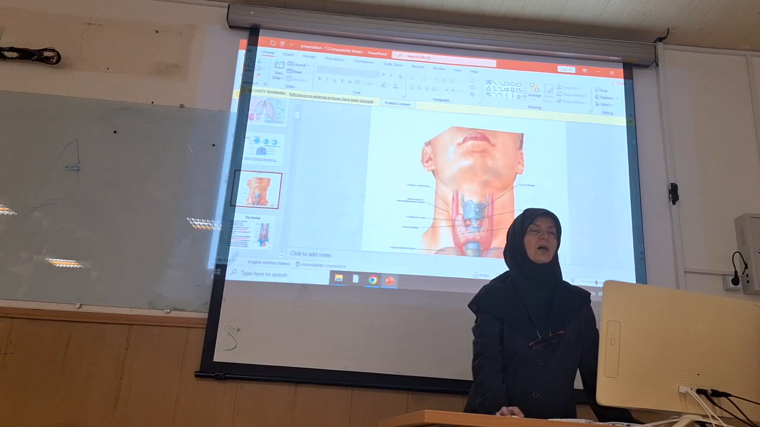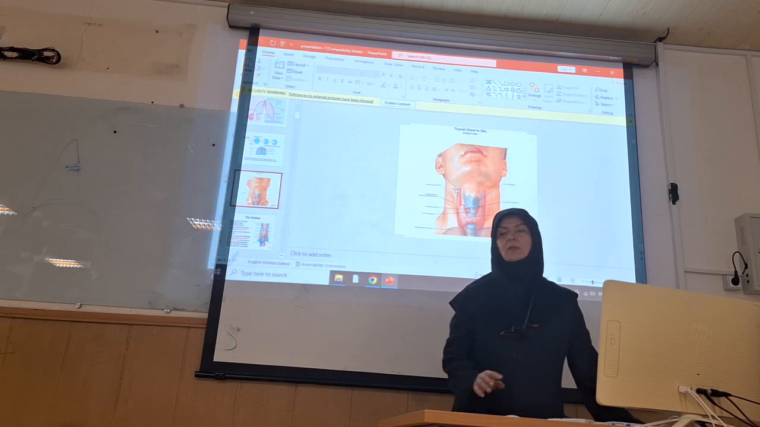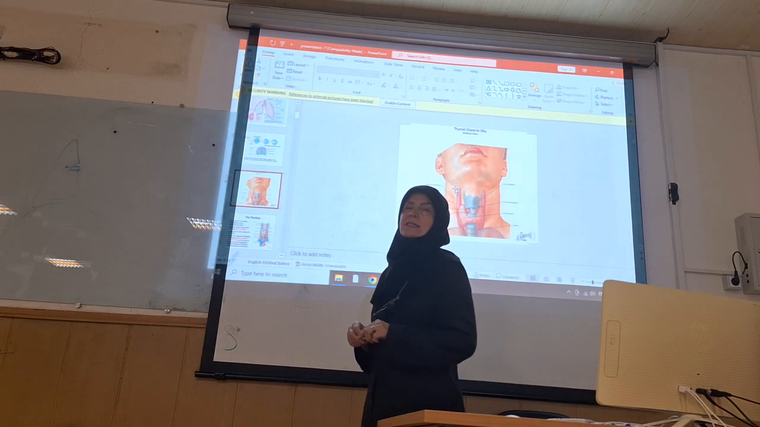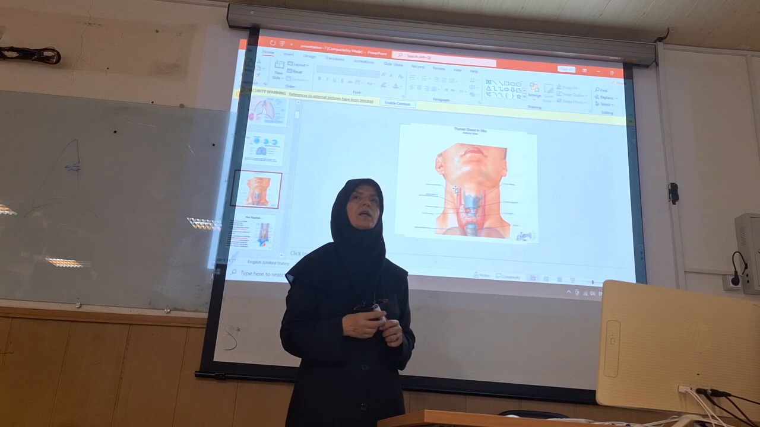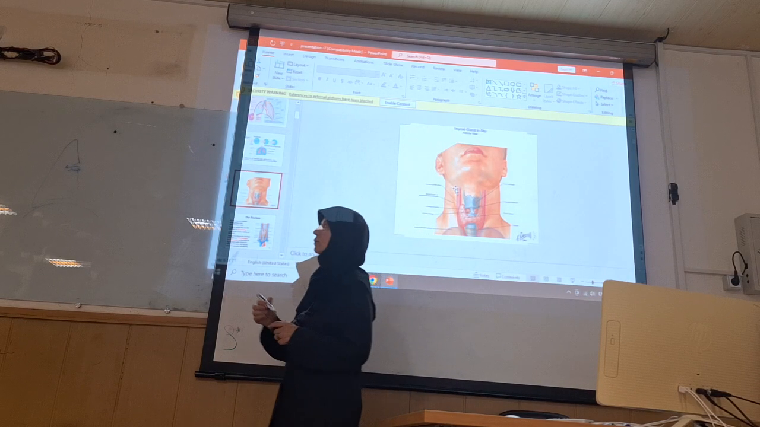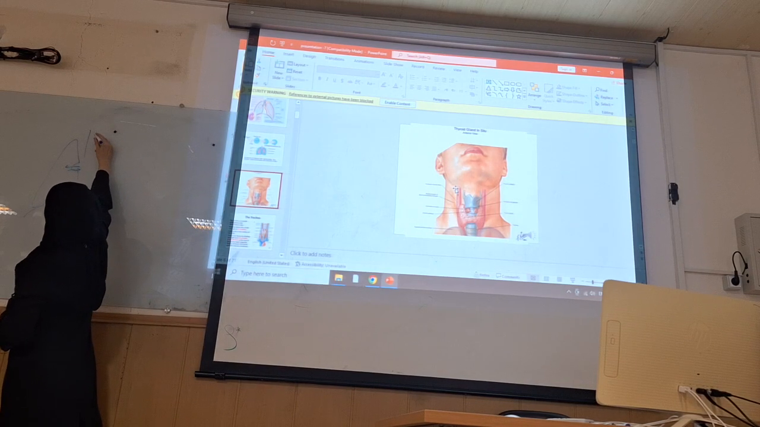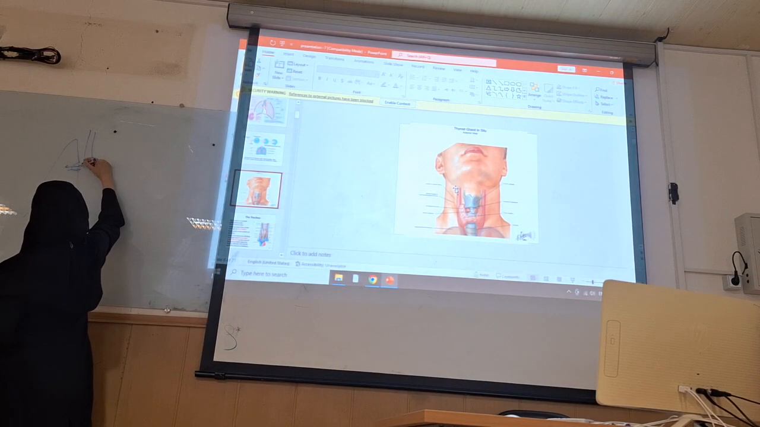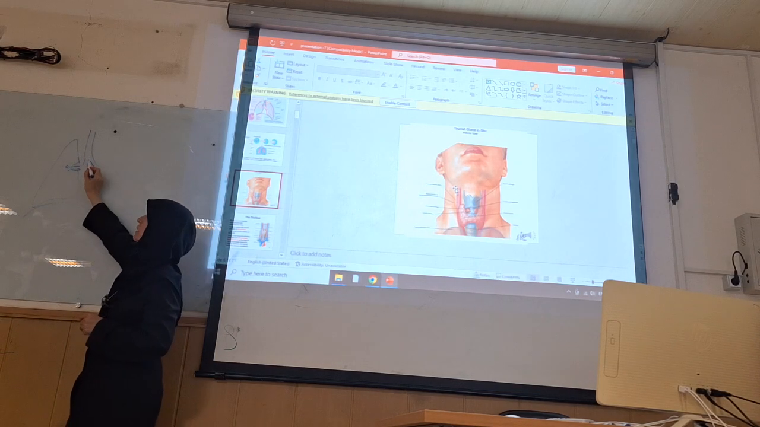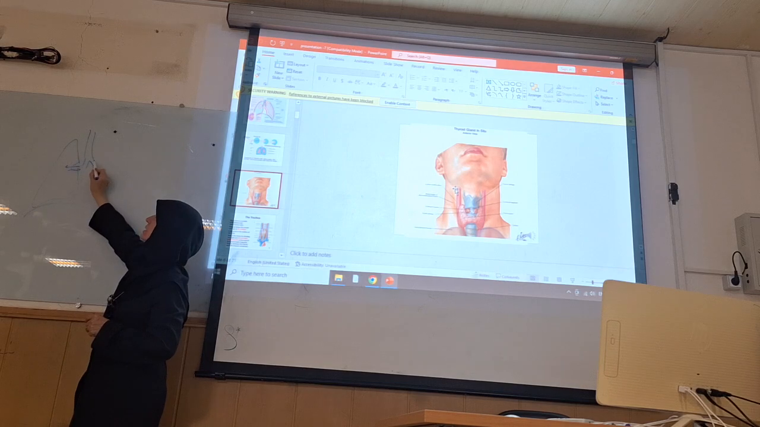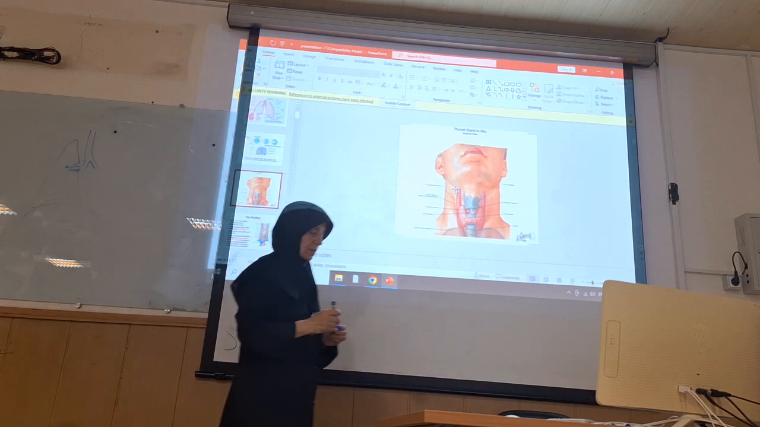The trachea is visible here. The trachea begins inferior to the larynx. Here you have the trachea. The trachea is coming down, and here it divides into two branches: the main bronchus on the right side and the main bronchus on the left side.